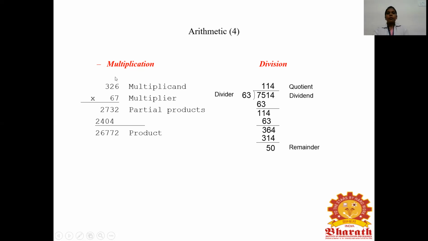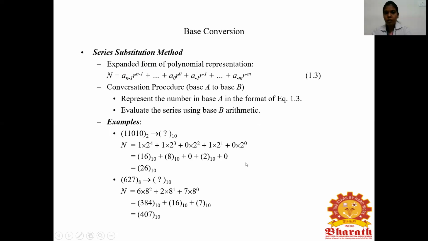Now, the division. For the division we have 7514 and the divisor we have is 63. So 1 sixty-three, 63, and the difference we have is 114, and then again 1 sixty-three, 63. The difference we have is 6364, and then 4 we have 314, and the remainder is 40 and the quotient is 114.